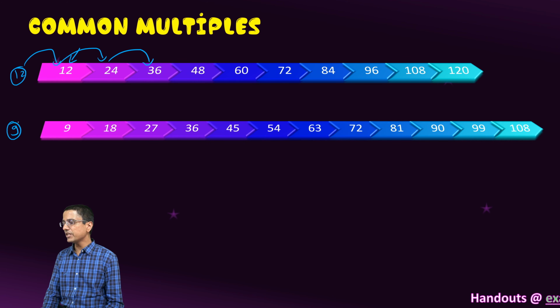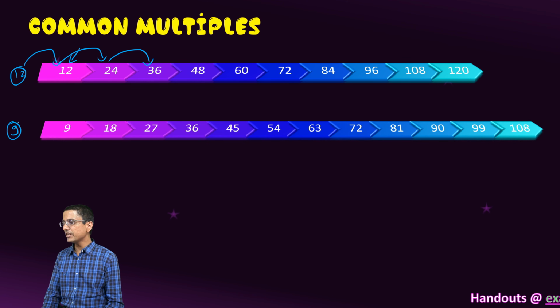The important thing to note is the very first common multiple between 12 and 9 is 36, and that is known as the least common multiple because it is the least common multiple. Very simple, between 12 and 9. Other multiples are simply the tables of this least common multiple, which means that other common multiples between 12 and 9 are just multiples of 36. So for example, 72 is 36 into 2, 108 is 36 into 3, so on and so forth.